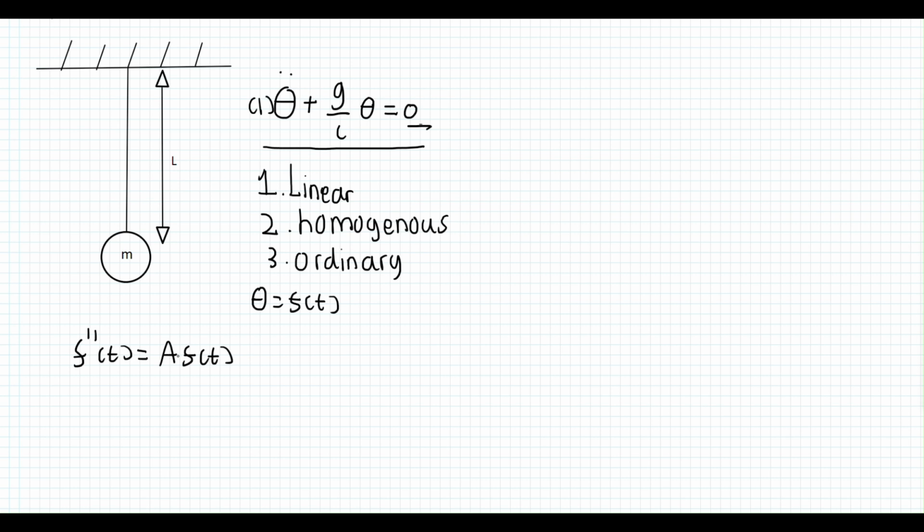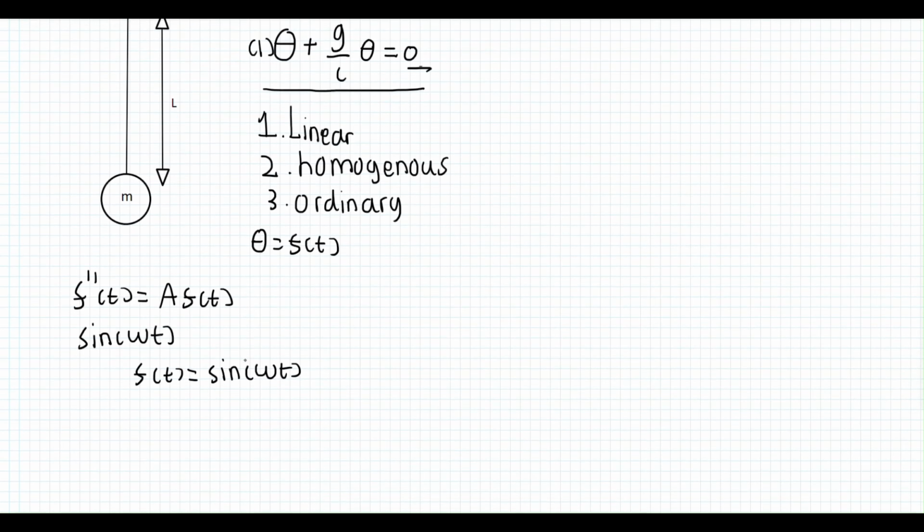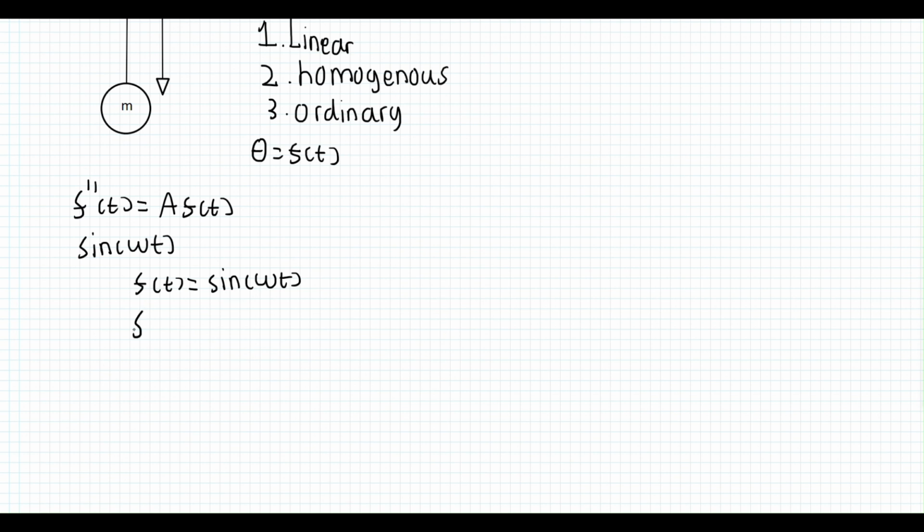An example of a function that satisfies this criteria is sine omega t. So for example, let's take a look at sine. Let's let sine omega t equal f of t. Therefore, the second derivative of sine omega t is minus omega squared sine omega t, which is just a constant multiplied by sine omega t. Since sine omega t is our function, it's just a constant times f of t.